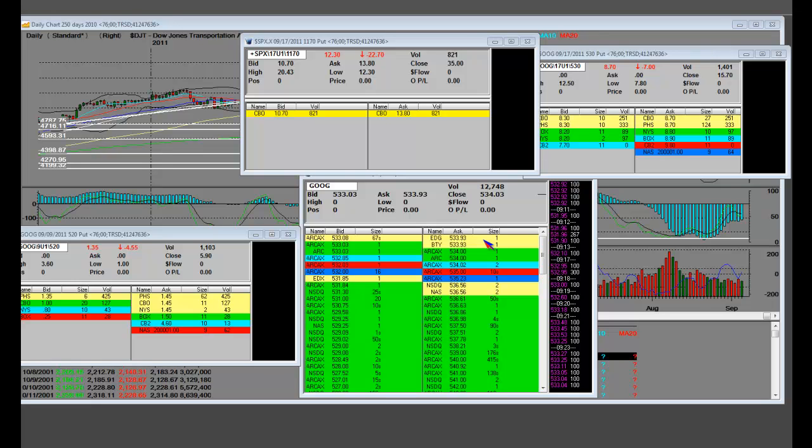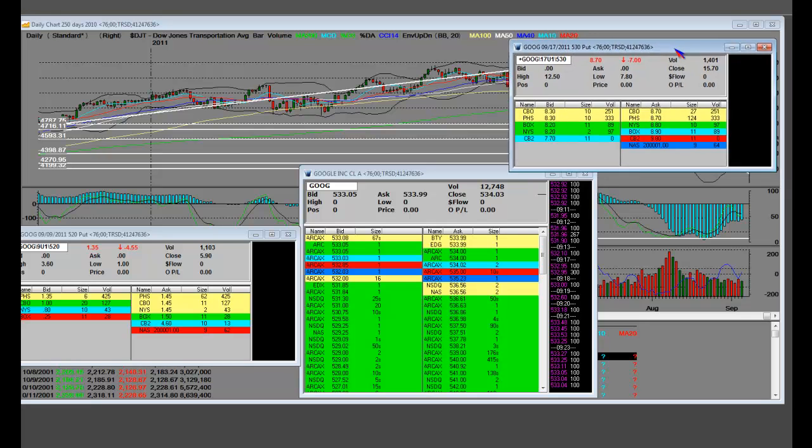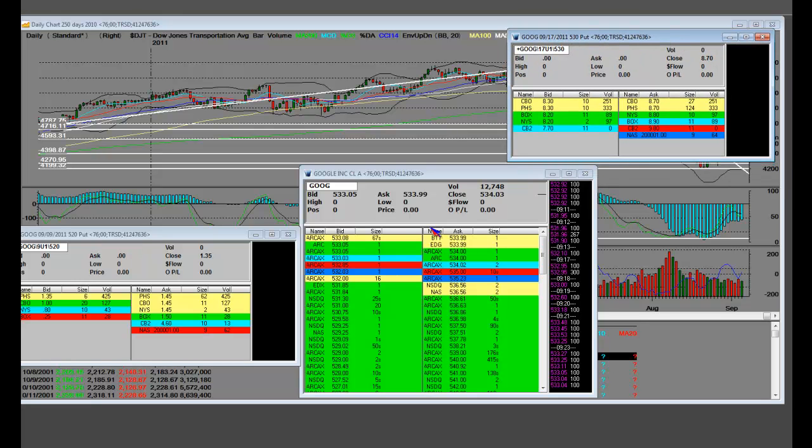We're going into the opening bell. We're going to be watching the 1170 put on the S&P as well, because when we gap down, we're going to see if they steal premium out of here. So I'm going to take this over here out of the way. Okay, we've got the Google 530 put that we're going to monitor because it's out of the money, and we do have a 535 put.